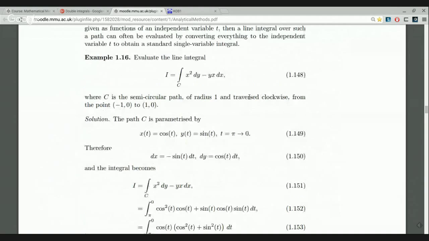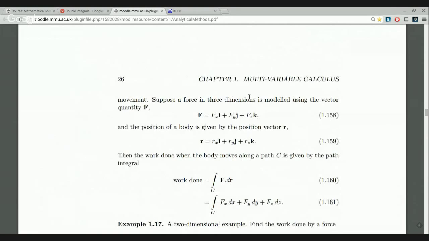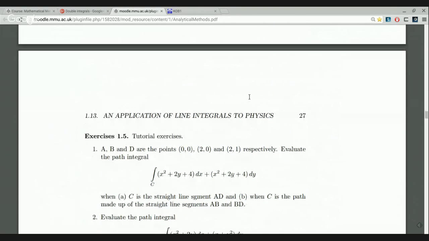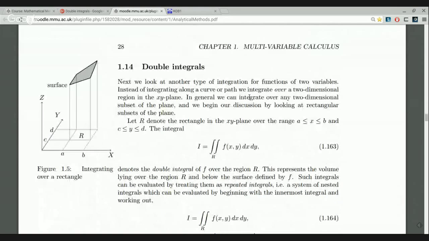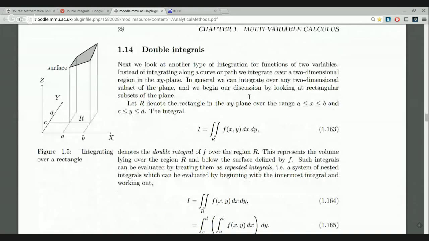But today we're going to go on to look at another type of integration, double integrals. Again, we'll focus on functions of two variables, but these concepts do generalize to functions of more than two variables, and indeed we'll see some examples of integrating functions of three variables and so on in due course.